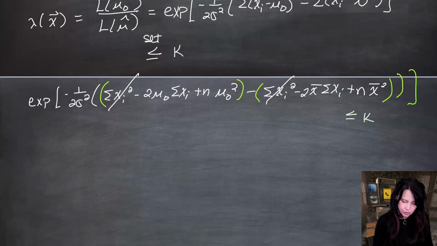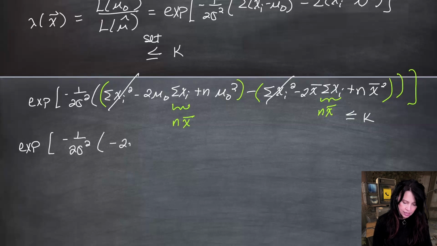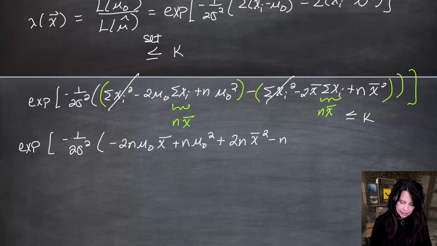So I'm going to rewrite the sum of the x's as n x bar. I'm going to put everything in terms of x bar. If you want, you could put everything in terms of the sum of the x's. So this over here is also going to be n x bar. And so this is e to the minus 1 over 2 sigma squared times minus 2n mu naught x bar plus n mu naught squared plus 2n x bar squared minus n x bar squared, less than or equal to k.